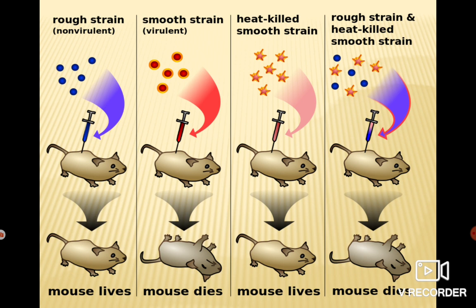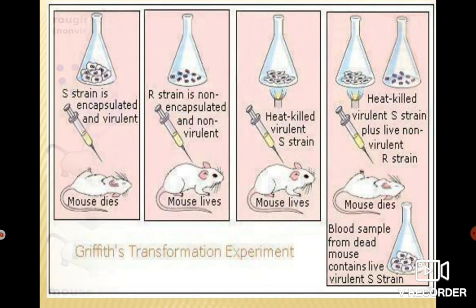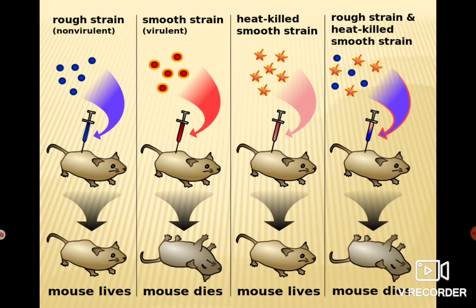And in the fourth set of experiment, he injected a mixture of this heat-killed smooth strain and the living rough strain into mice. And surprisingly, he found that the mouse dies due to pneumonia.